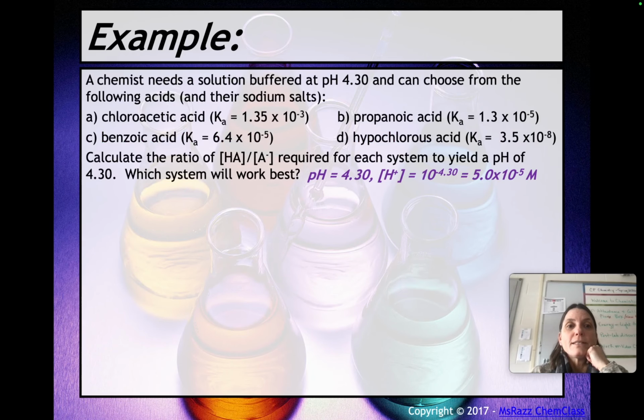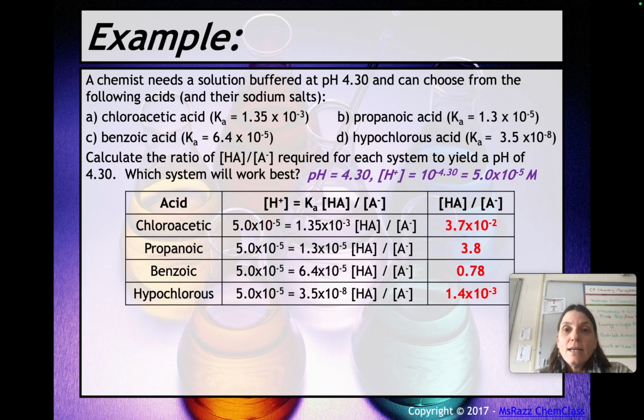For example, whoopsies, I gave you the answer before. If you want to make a buffer system that has a pH of 4.3, right on the nose, from one of these acids, the first thing we're going to do is calculate the pKa of all the acids. If we know the pKa of all of these acids, we can figure out which one's going to get us closest.